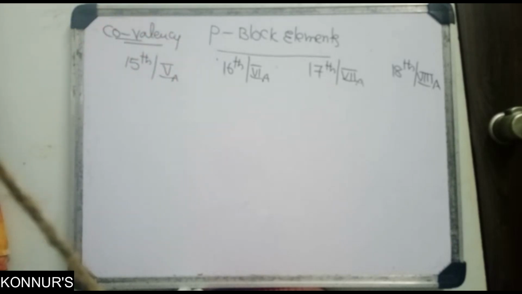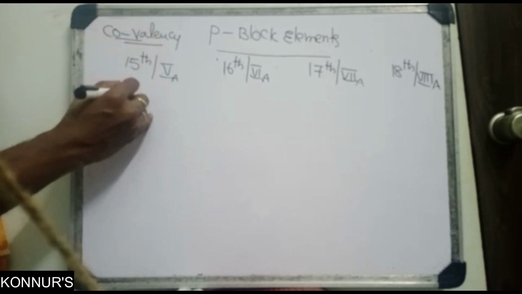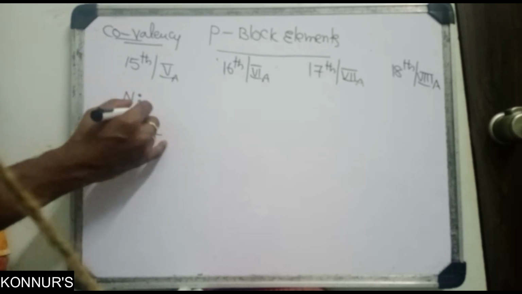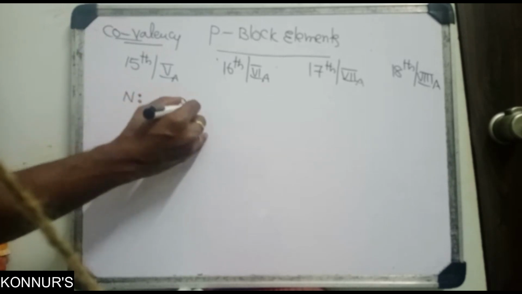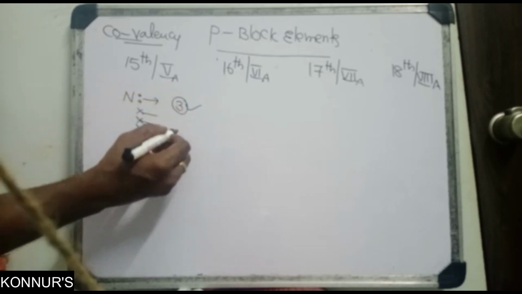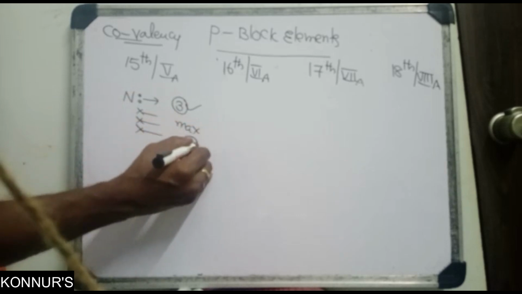So covalency means the maximum bond formation capacity. Bond formation capacity is called covalency. Suppose you take nitrogen. Nitrogen can form three bonds, so three bonds are possible. Maximum means this lone pair can also be donated to another atom, so nitrogen can show a maximum of 4.